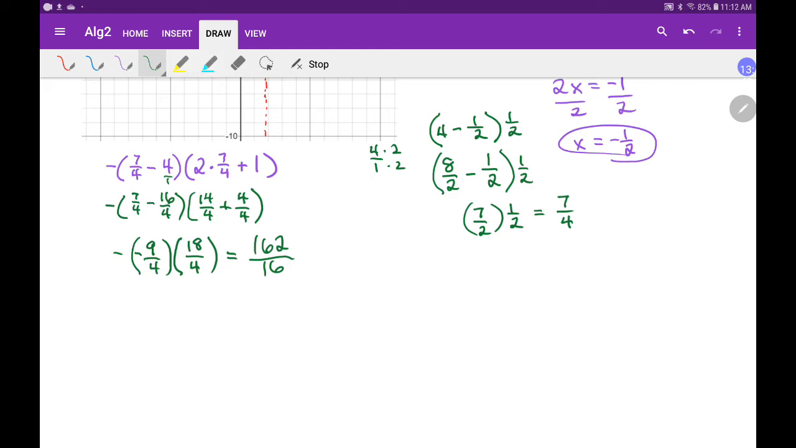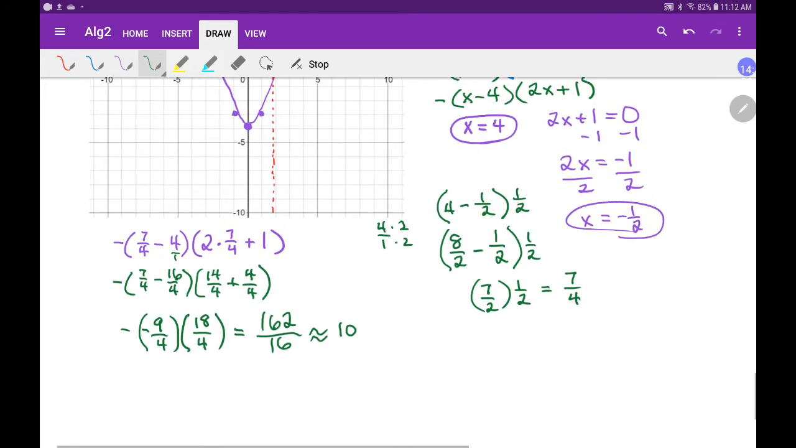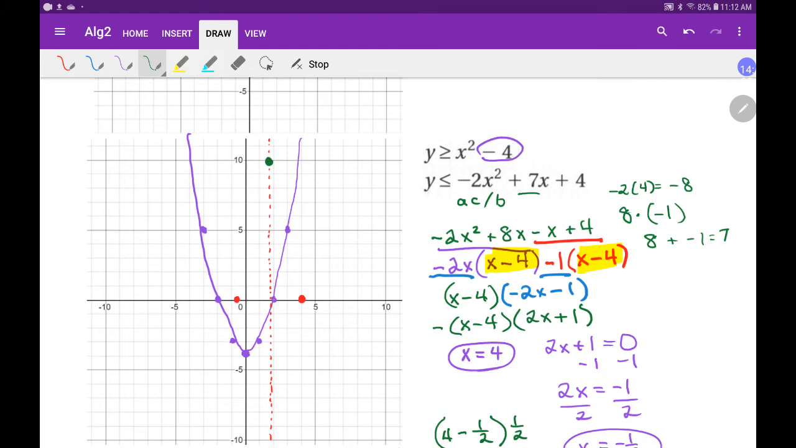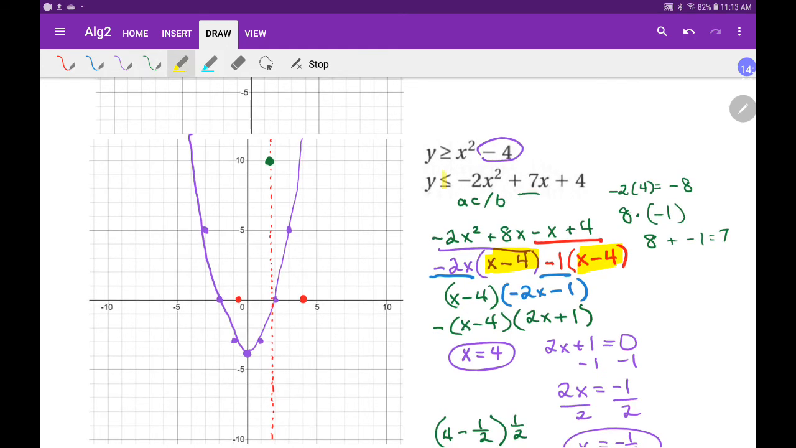Well, at this point, you know what that's almost equal to? What's 160 divided by 16? That's almost equal to 10. So I'm just going to go ahead and say it's about 10. If I did it on my calculator, dividing by 16, I'd get 10.125. Do I really care about the 0.125? Not so much. So I go to my dotted line and I put a dot at 10.